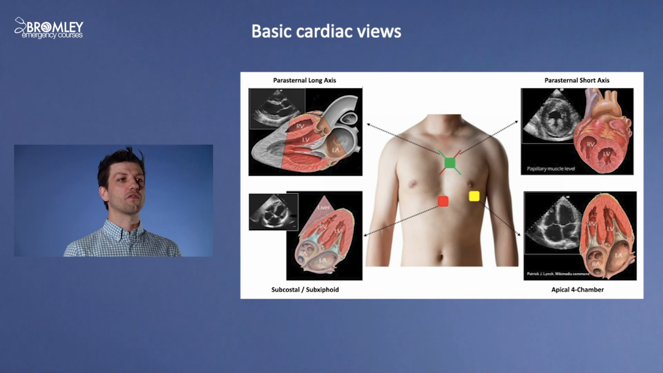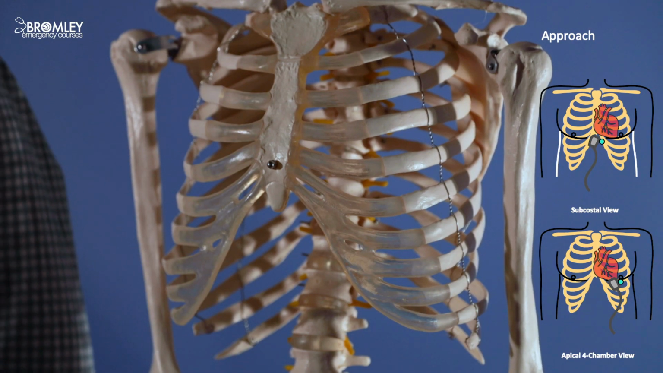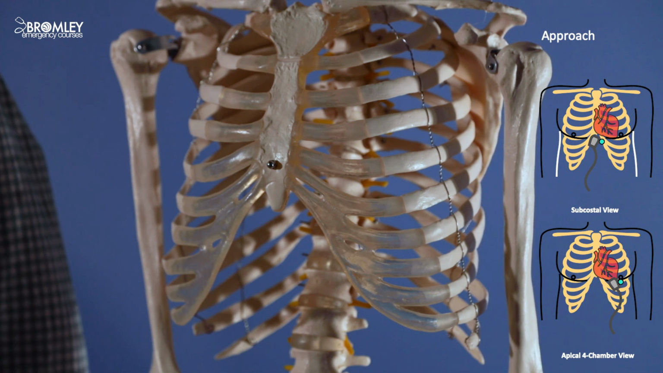So when we talk about the 4 standard echo views, what we are talking about is the subcostal view, the 2 parasternal views, so this is the long axis view and the short axis view, and then the apical 4-chamber view. During cardiac arrest we aim to get at least 2 of these views. So on this slide we see some schematics of how and where we position the probe.